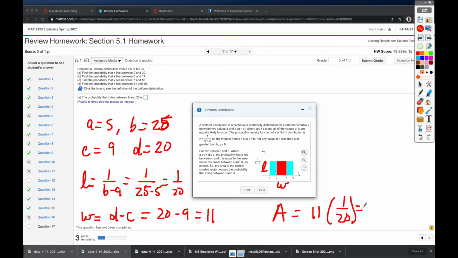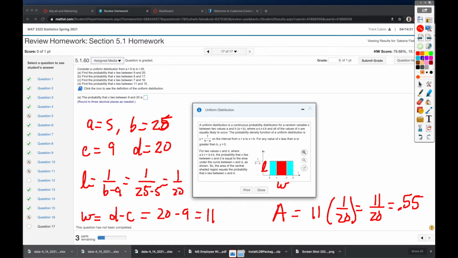And so my area is going to be my length times my width, which is 11 times 1 over 20, which is 11 over 20, which is 0.55. So my probability that X lies between 9 and 20 is 55%, or 0.55. And I'll do the same thing each time. I just change up my C and D.